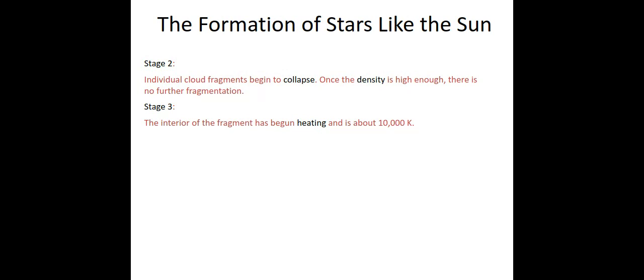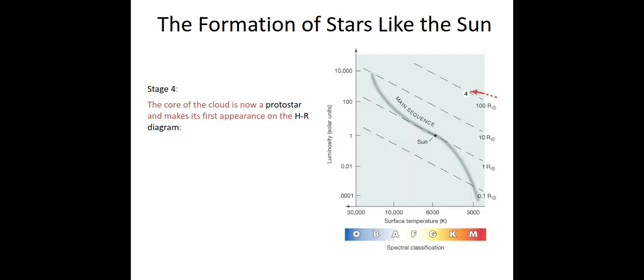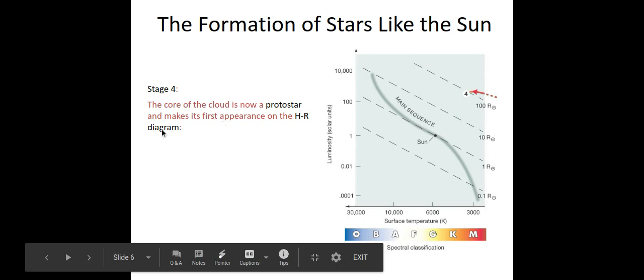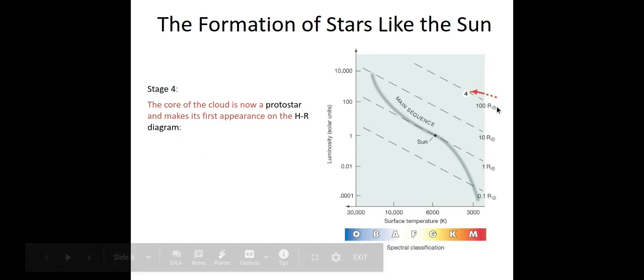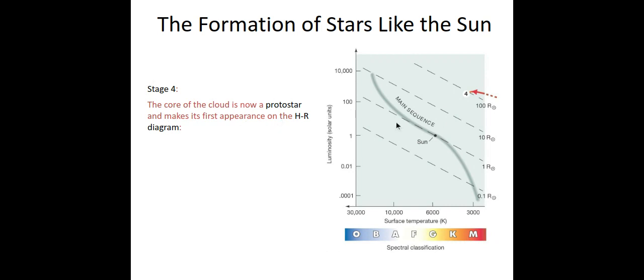So individual cloud fragments begin to collapse. Once their density is high enough, there is no further fragmentation. The interior starts to get hot, and it's about 10,000 degrees Kelvin. The next step, so on your flowchart, I would go nebula and then protostar. The next step is the protostar.